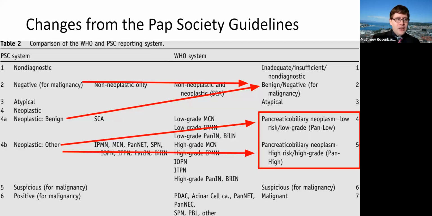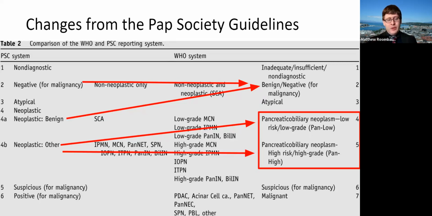So on the left side, basically, you have the PAP Society guidelines, the PSC, and going to the WHO system. Like I said, I'm not going to spend a huge amount of time on this, but mainly non-diagnostic or insufficient have stayed the same. We have combined negative and neoplastic benign into a benign/negative for malignancy category. That includes things like serous cystadenomas. If you just have cyst contents, that makes you think of a pseudocyst. So with things like that, we'll go under the new benign/negative for malignancy category.